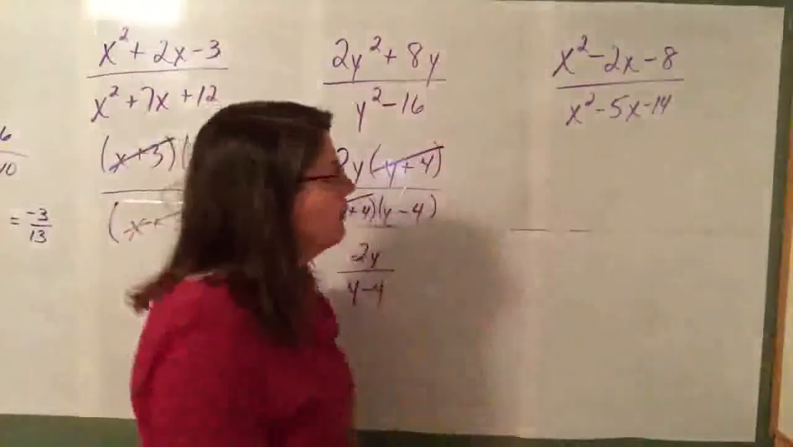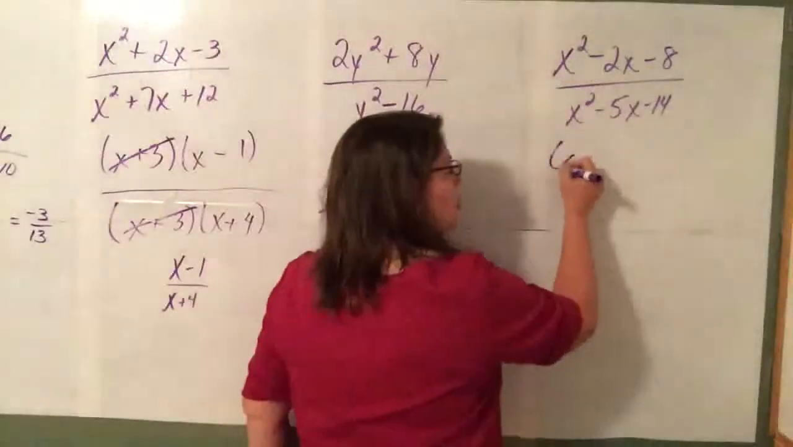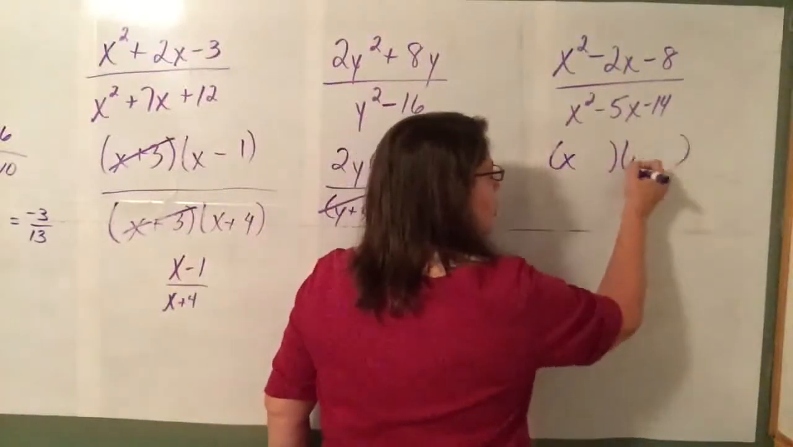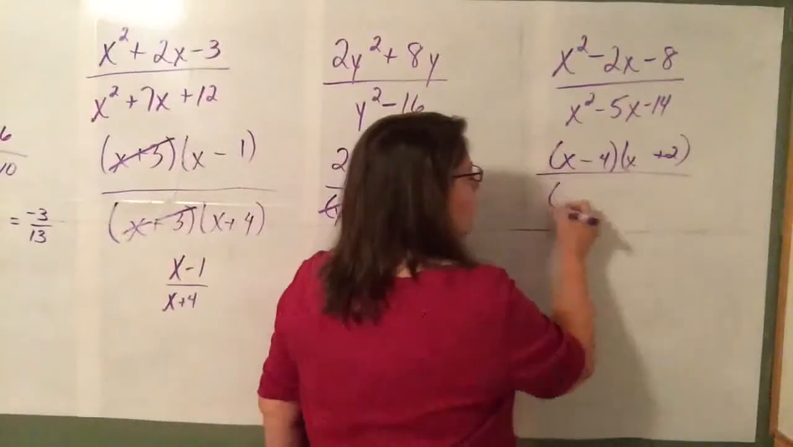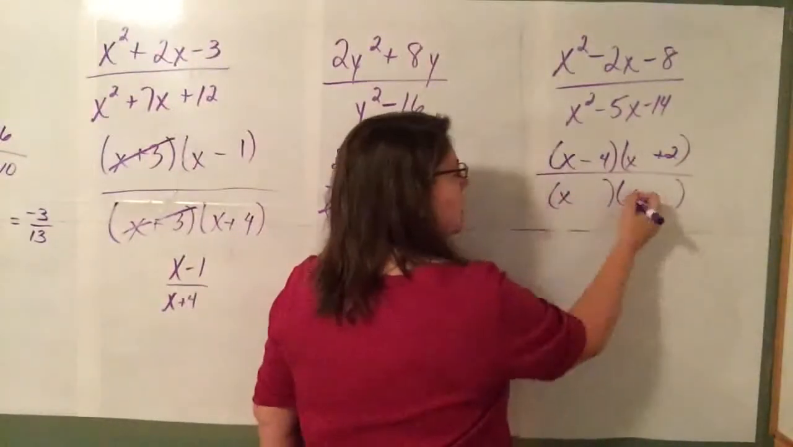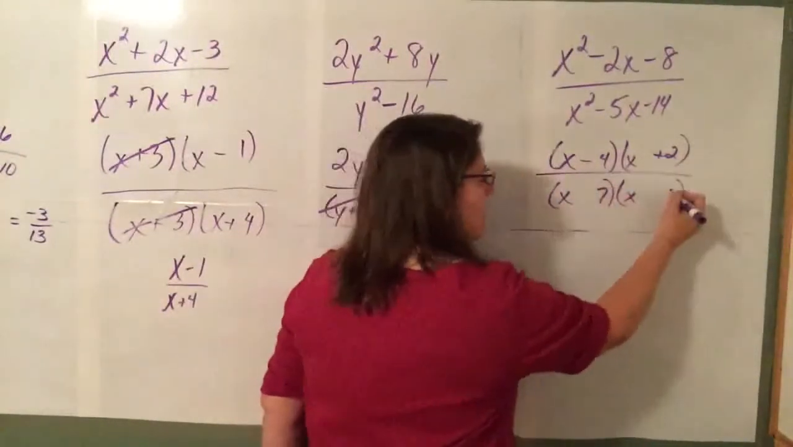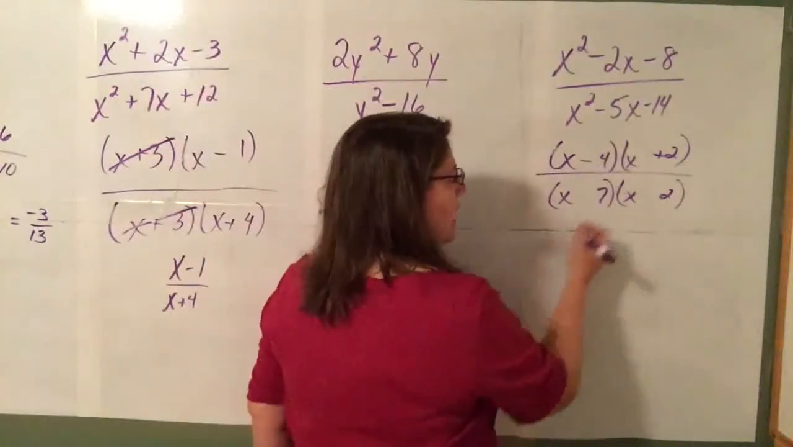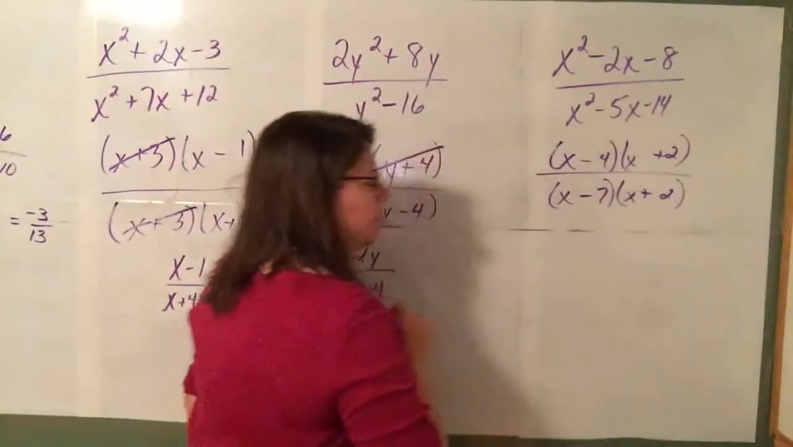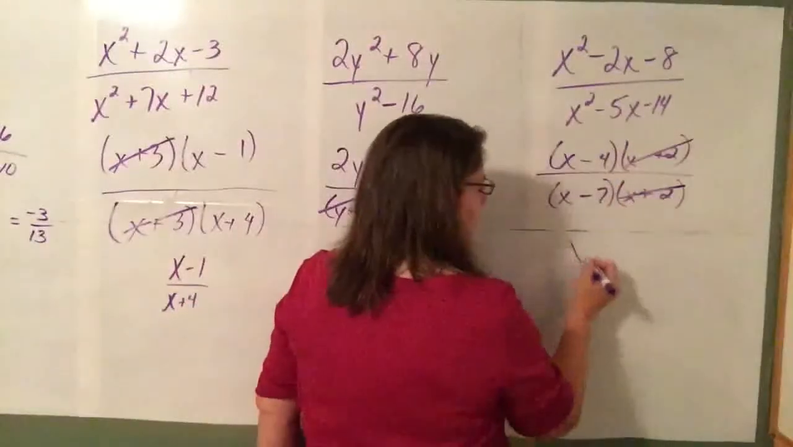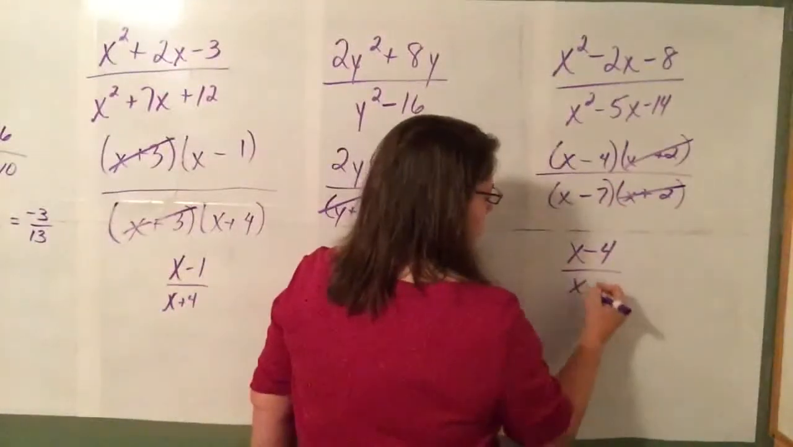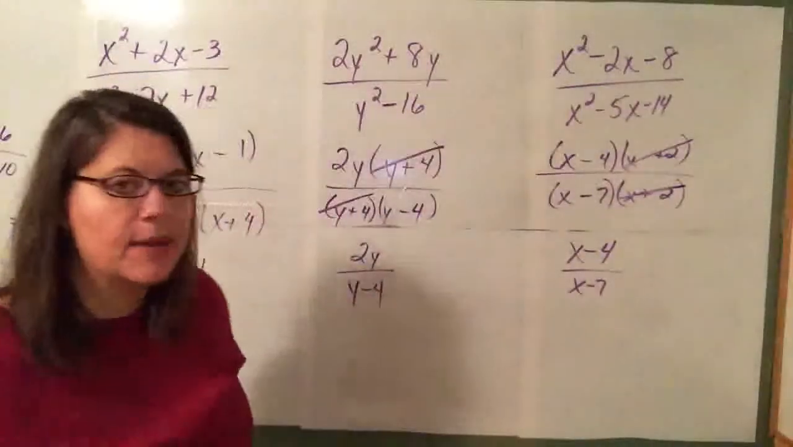In this one, we're looking for factors of 8 that subtract to give me 2. That would be 4 and 2. It's a minus 4 plus 2. On the bottom, we're looking for factors of 14 that subtract to give me 5. That's 7 and 2. Different signs, a minus 7 plus 2. And then the x plus 2's cancel. So that leaves me with x minus 4 over x minus 7 as my answer.